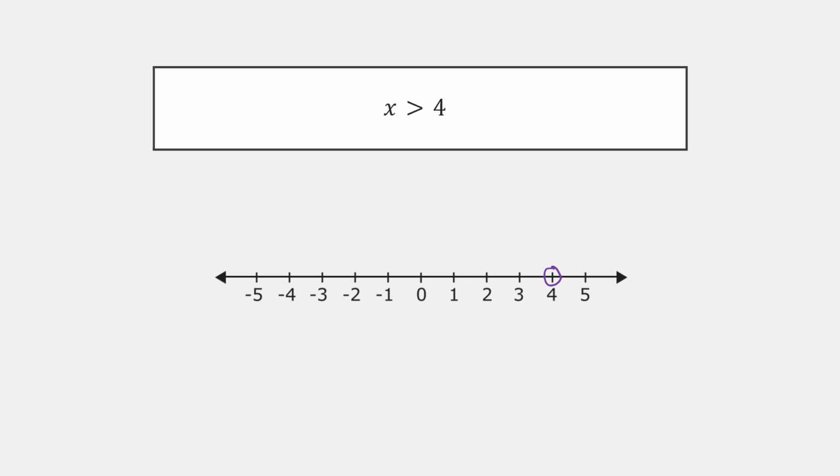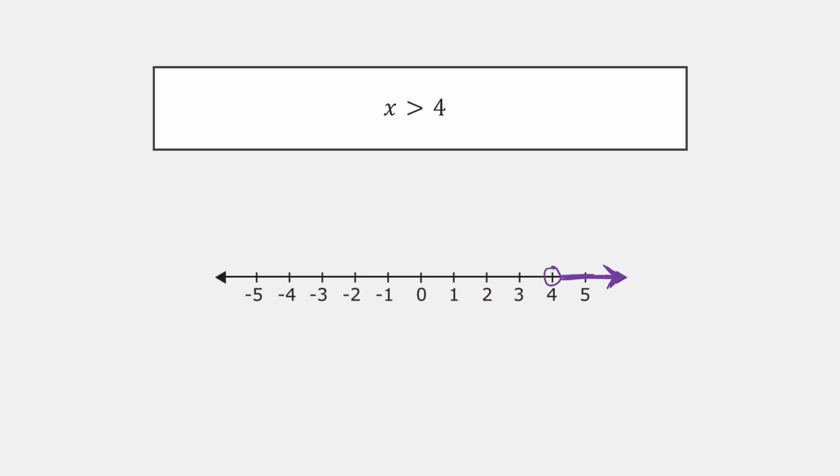But now we have to determine which way do we shade. Well, x is greater than 4, which means that any number you plug in for x must be bigger than 4. So let's try a number. What about 5? Well, if we plugged in 5 for x, 5 is greater than 4, so that would be a solution. So we would shade to the right because we want every number that's bigger than 4, because we're talking about all the numbers greater than 4.